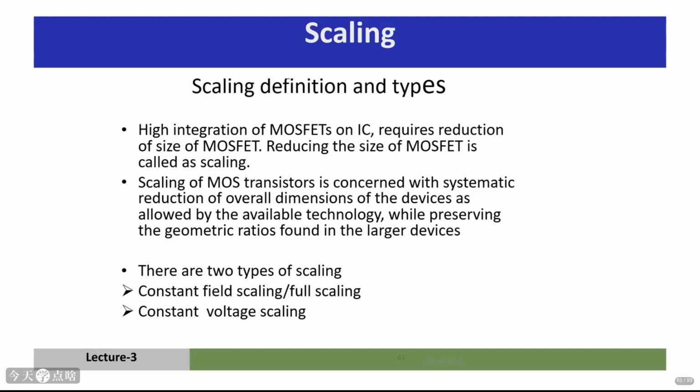Let's shift gears to scaling. As we pack more and more transistors onto chips, we need to make them smaller. This systematic reduction in transistor dimensions is called scaling. The goal is to increase integration density while maintaining or improving performance. There are two main philosophies for scaling: constant field scaling, also known as full scaling, and constant voltage scaling.